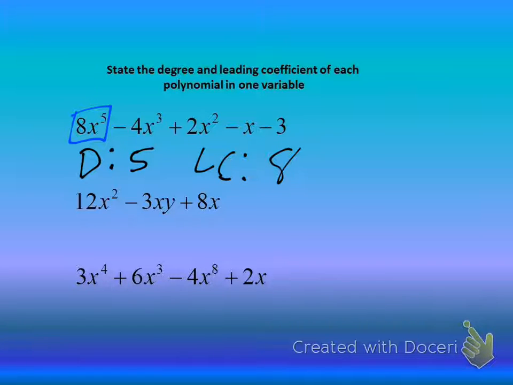Second one. What's wrong? There's a y. And not the problem that there's a y, there's a problem that there's a y and an x, which means it's not in one variable. You won't have too many like that, okay?